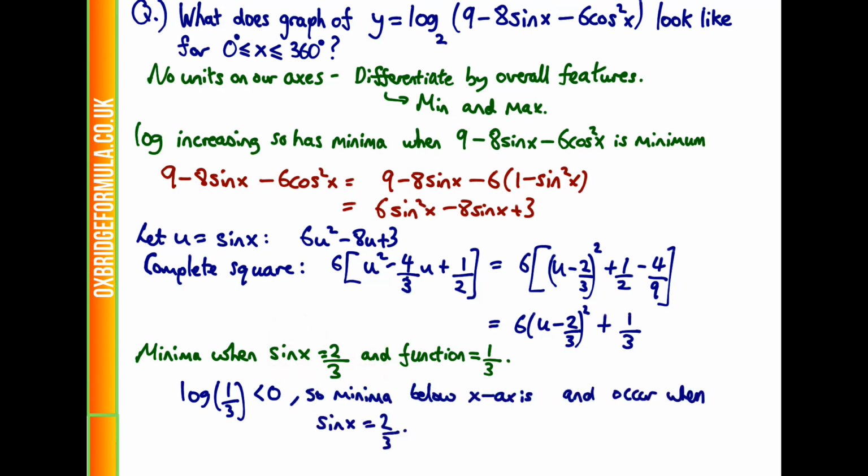Well, for how many values of x in our range does this happen? It happens precisely twice. And what more do we know about this? Because it's sine x, and 2/3 is positive, these two roots are going to be between 0 and 180, so they're going to be on the left-hand side of our graph. And looking at our options, only option A gives us a graph which has two negative minima, both on the left-hand side of our region. So the answer is A.